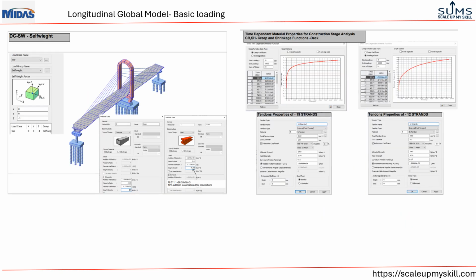This is the basic loading of the longitudinal global model. Self-weight is applied using the self-weight tool of Midas Civil, and it takes the properties of material whatever is defined, and calculates the self-weight. The creep and shrinkage functions are also input in Midas Civil based on CEB-FIP 2010 code, and tendon properties are also defined like this.